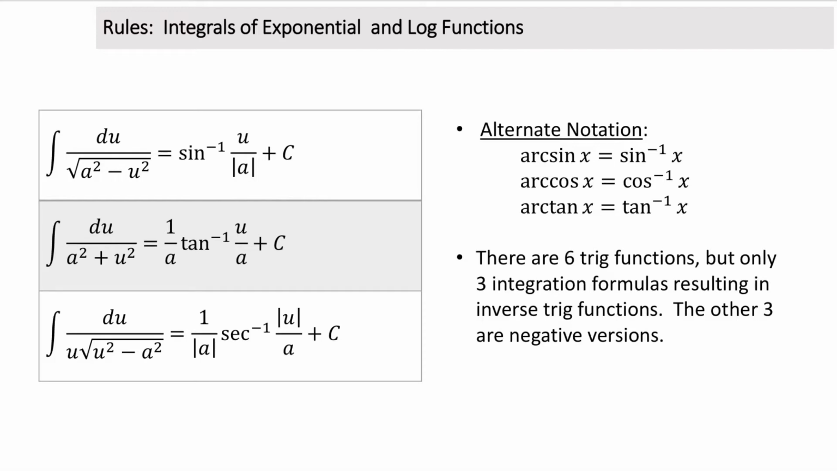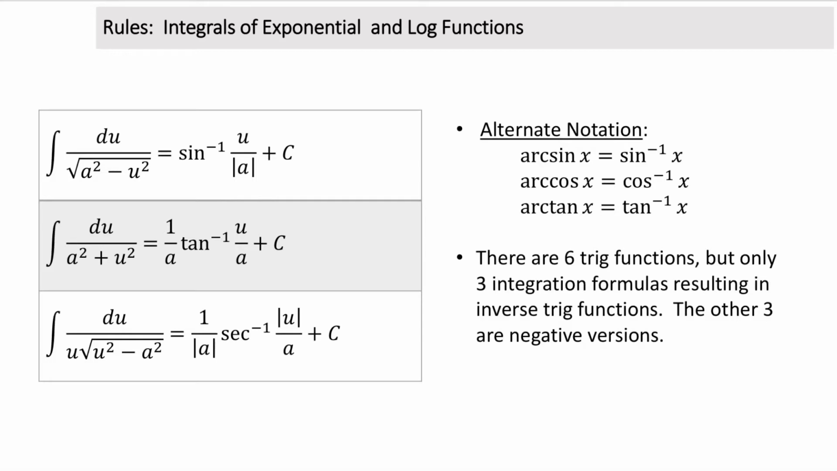So I will point out that there is a notation equivalency here. The arc sine means the inverse sine and so forth, with the cosine and the tangent as well. So between books and teachers, you'll get a preference on one or the other of these notations. Our homework grading system here will take either one.